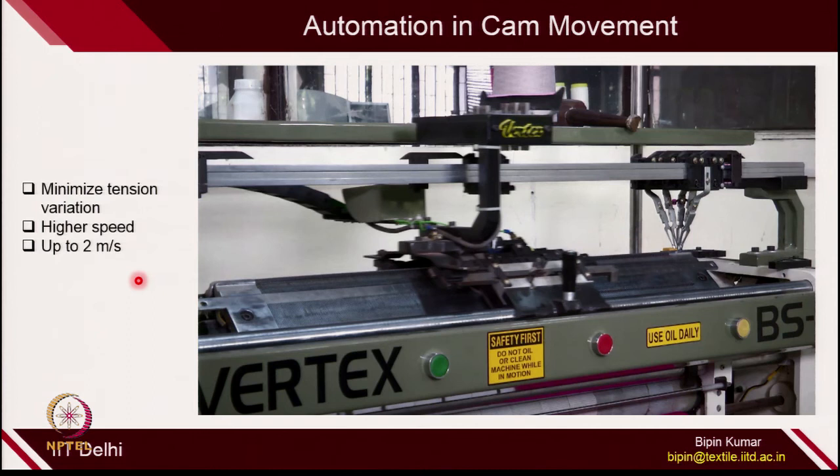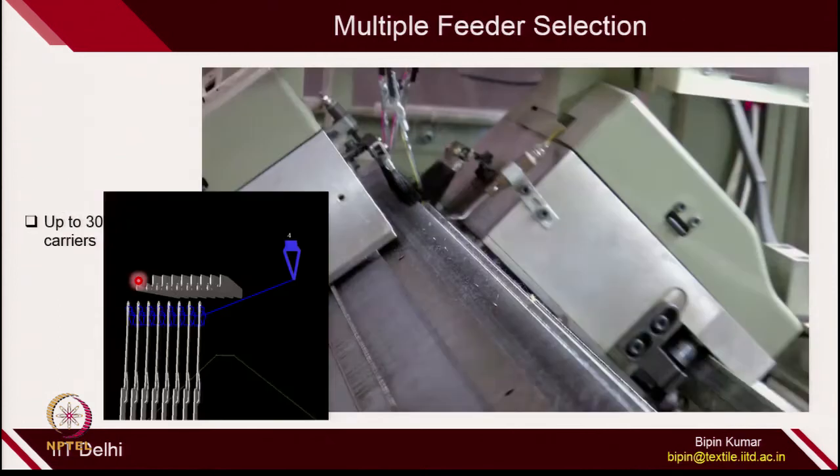Second, because it is motor controlled, you can increase the speed of the motor depending on the requirement, and you can go from slow speed to higher speed. So the production rate can also be manipulated in reality. Automation in the cam movement is really important from the production point of view and for obtaining uniform fabric production. So automation is very much needed.